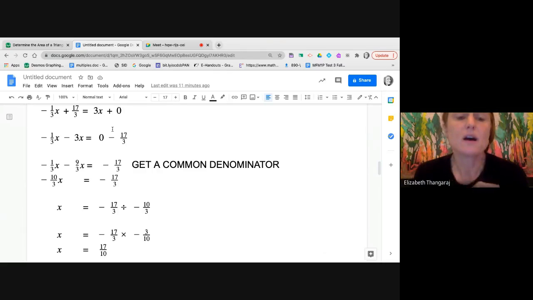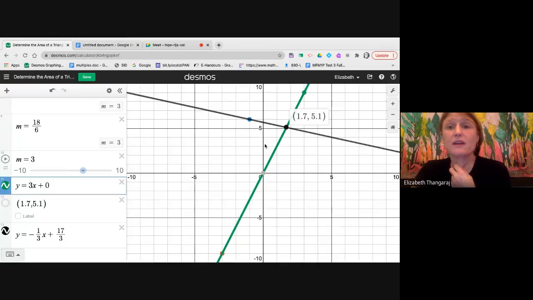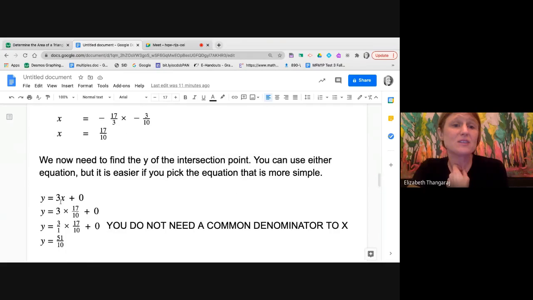And when you found x, I would like you then to find y, because it's an intersection point that has an x and a y. So I need to find both of those points. You can use either of the equations, but it's easier to pick the equation that is more simple. So I'm going to pick the equation that had no fractions. So I'm going to put the x into the equation, and I'm going to get my y is 51/10. And 51/10 is the same thing as 5.1. Again, please do the math yourself to check to make sure that you are getting the same answer.